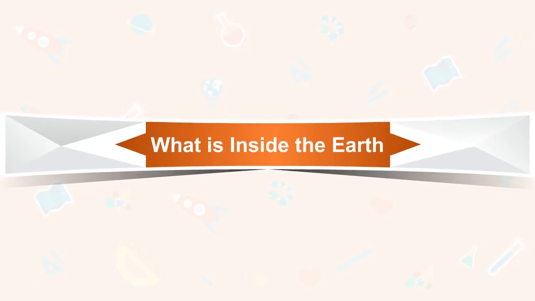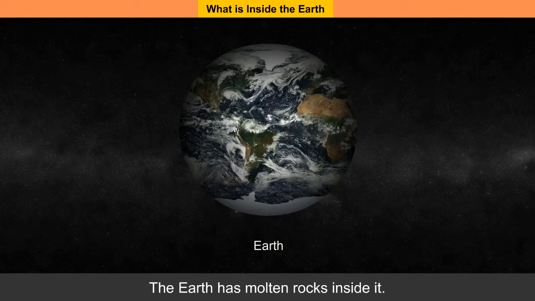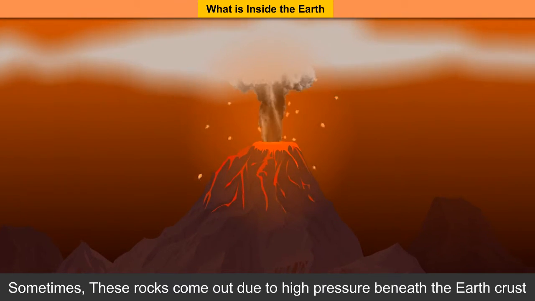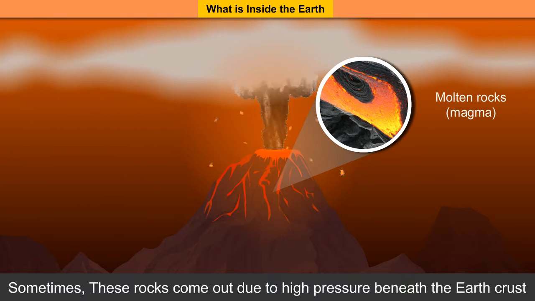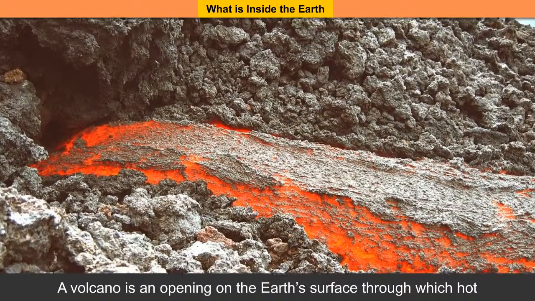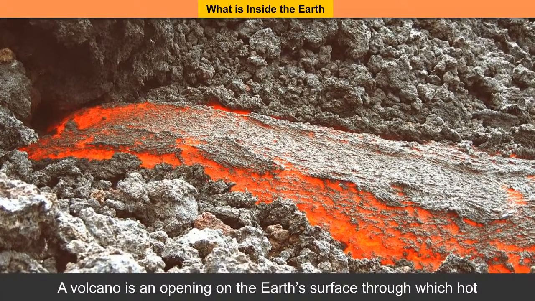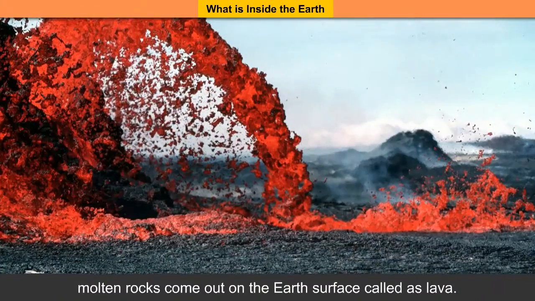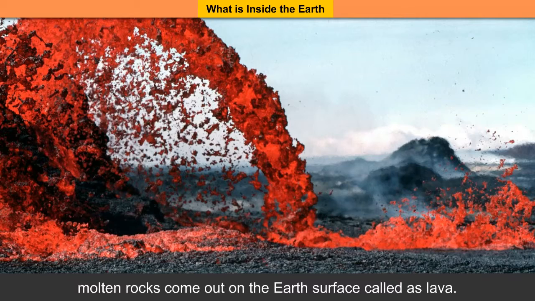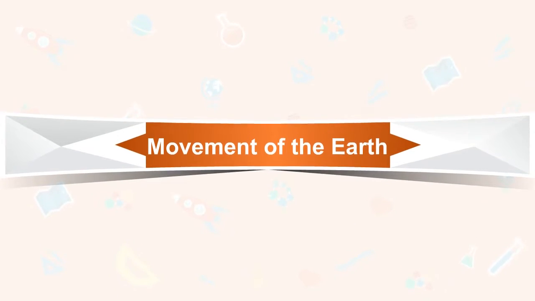What is inside the Earth? The Earth has molten rocks inside it. Sometimes these rocks come out due to high pressure beneath the Earth's crust through the cracks and erupt as volcano. A volcano is an opening on the Earth's surface through which hot molten rocks come out of the Earth's surface called lava.